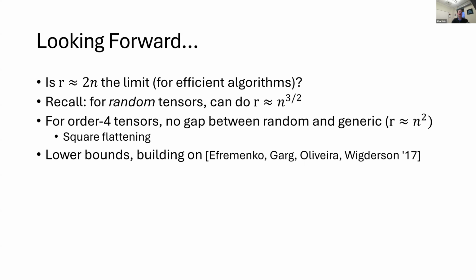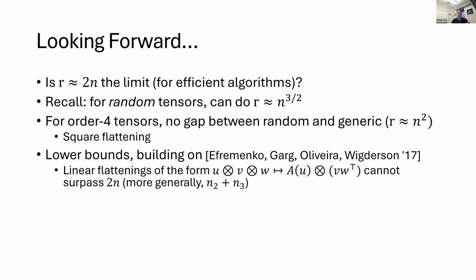There are actually some lower bounds known on what's possible using flattenings of this style. Building on some prior work, if we restrict ourselves to linear flattenings of the form that we used, where it's some matrix A depending on U, and then you flatten the U, V and W in the trivial way, then 2n is the limit. You can't do any better. And if I allow any linear map from tensors to matrices, you still can't go past 6n.